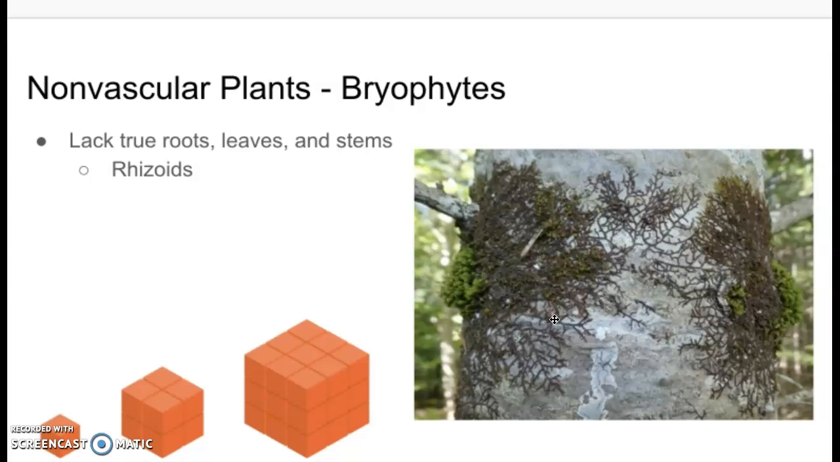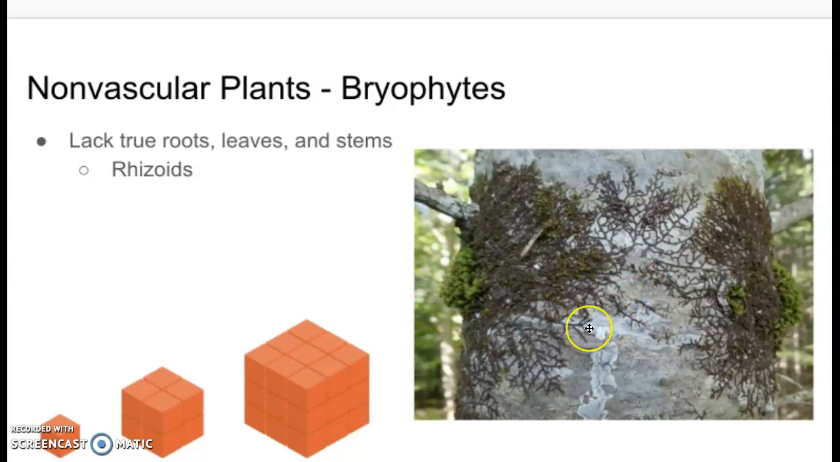Now, rhizoids are not considered true roots because their job is not to act as a root system where it absorbs nutrients. The job of the rhizoid is to actually anchor or hold a plant in place. So as you notice here, these rhizoids are wrapping around the tree trunk because it's going to hold on, it's going to help this moss anchor here.